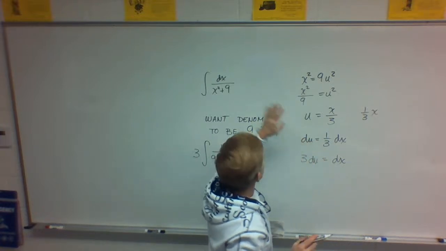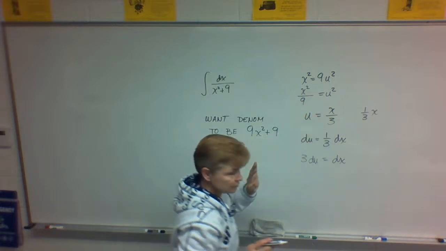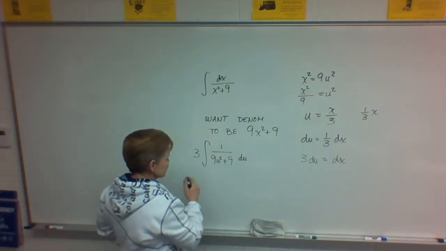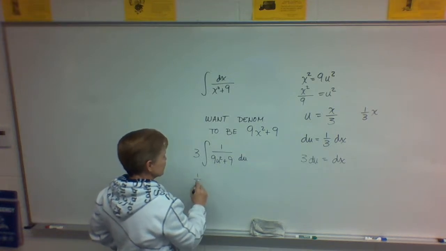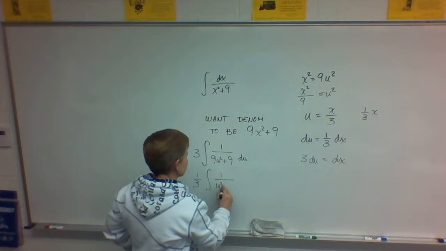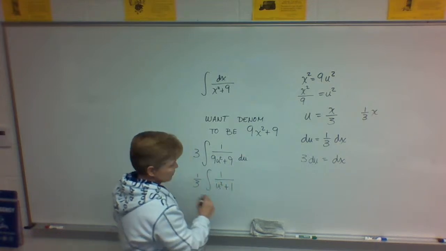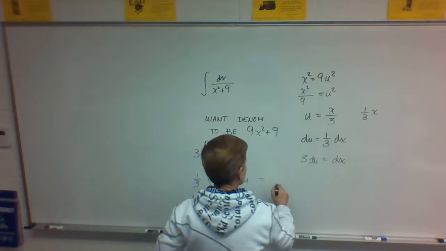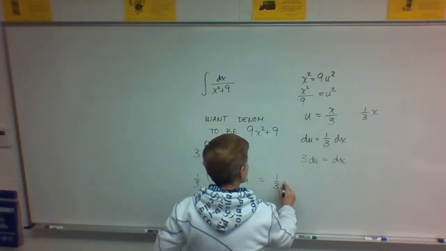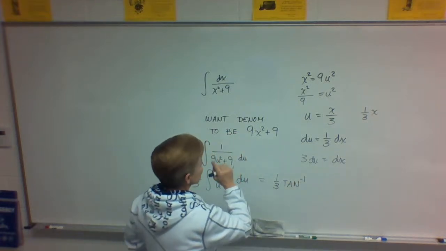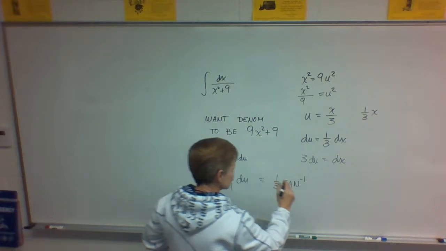Still, x squared gets replaced with 9u squared. Now we factor out the 9, but it comes out in the bottom. So I'm now down to 1/3, because 3 over 9 is 1/3, times the integral of 1 over u squared plus 1. Now that's something we recognize and can antiderive. So the answer is 1/3 of the inverse tangent of u. But u was x over 3.